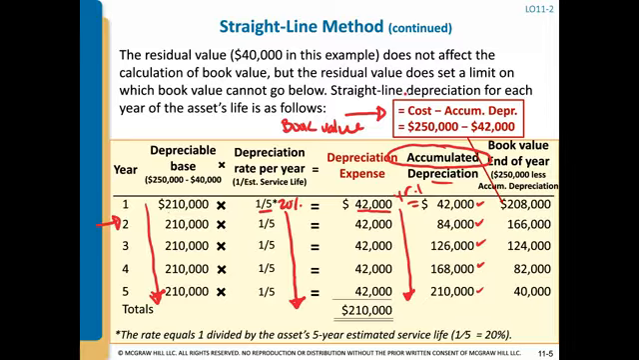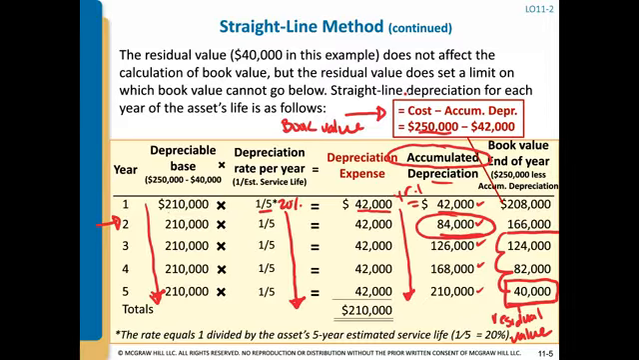Let's look at year two right here. Our accumulated depreciation now is $84,000 because we have year one depreciation expense of 42,000 and year two. Our book value at the end of year two is going to be our cost, which is 250,000, minus our accumulated depreciation of 84,000. So your book value at the end of year two is $166,000. And it's going to decrease by $42,000 each year until, notice at the end of year five, your book value is $40,000, which is equal to your residual value.